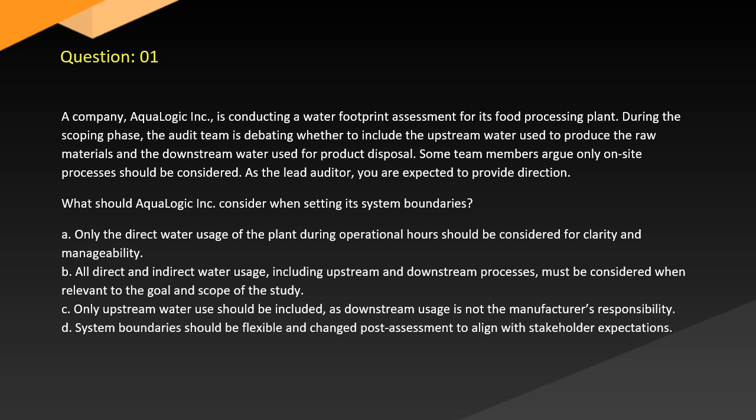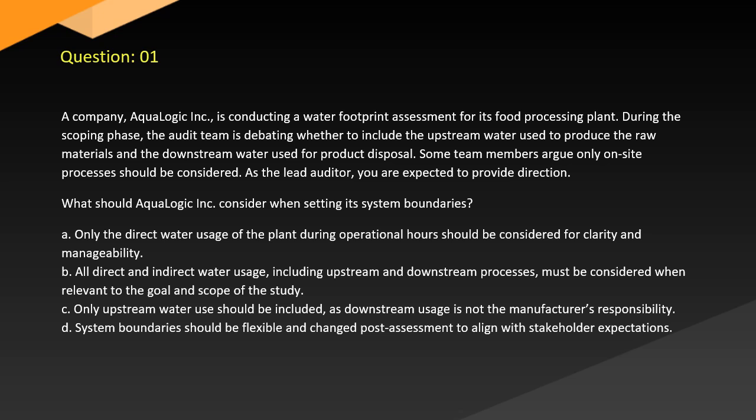Question 1. A company, Aqualogic Inc., is conducting a water footprint assessment for its food processing plant. During the scoping phase, the audit team is debating whether to include the upstream water used to produce the raw materials and the downstream water used for product disposal. Some team members argue only on-site processes should be considered. As the lead auditor, you are expected to provide direction. What should Aqualogic Inc. consider when setting system boundaries?